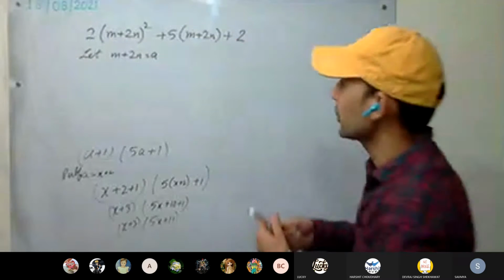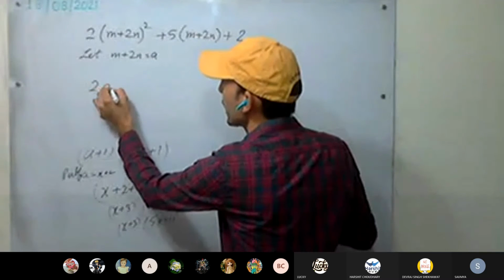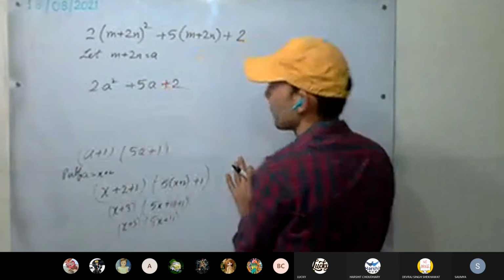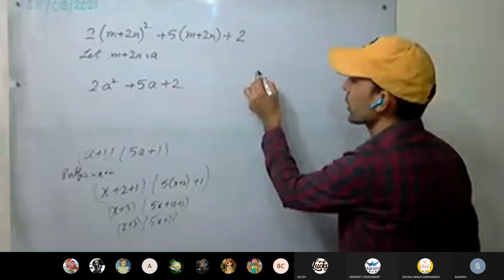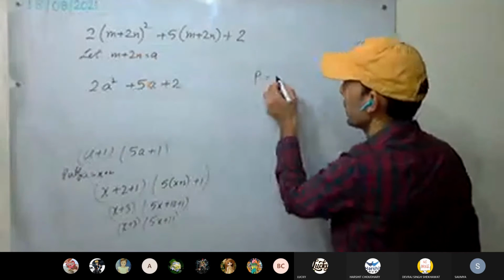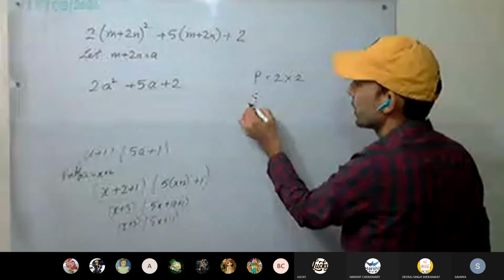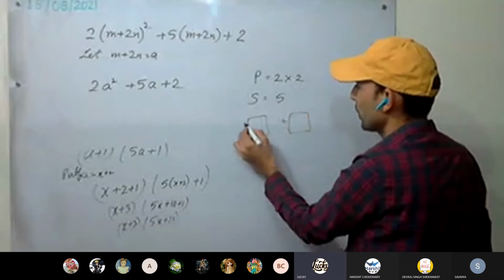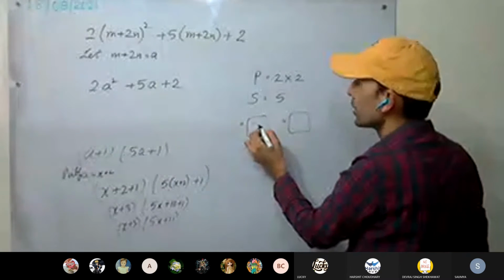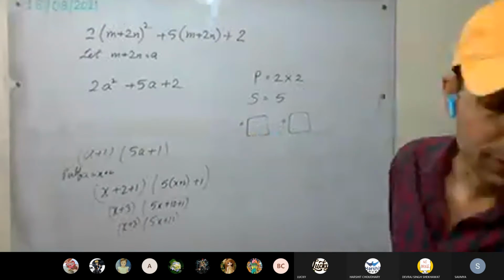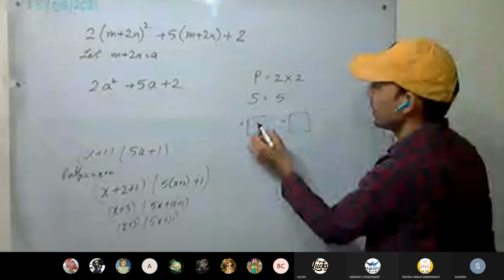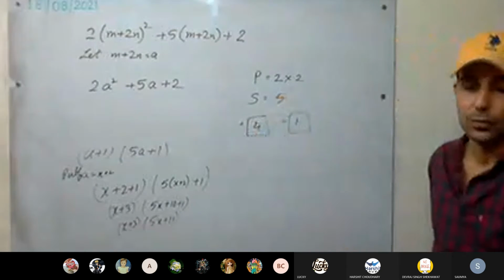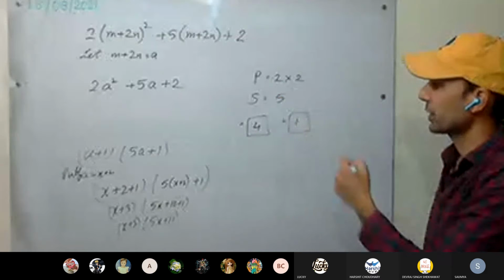The equation will be reduced to 2a square plus 5a plus 2. Product must be how much? 2 into 2. Sum must be how much? 5. 4 plus 1. So the product must be 4. 4 and 1, or 1 and 4 you can say.